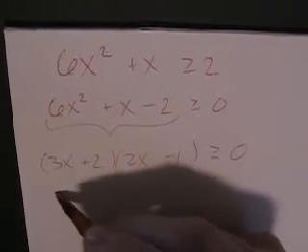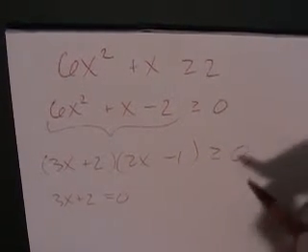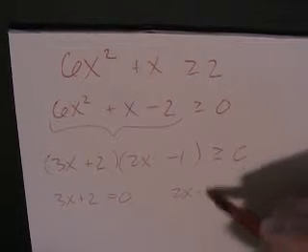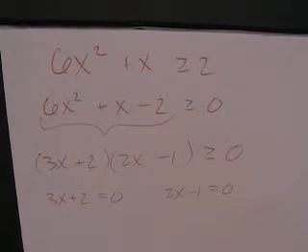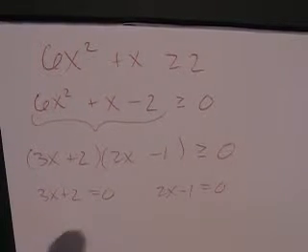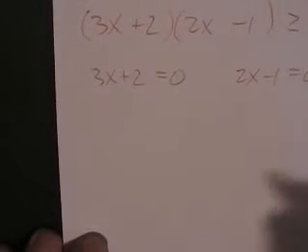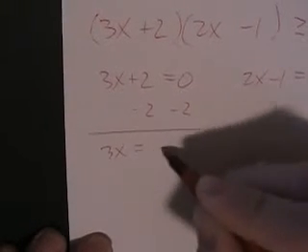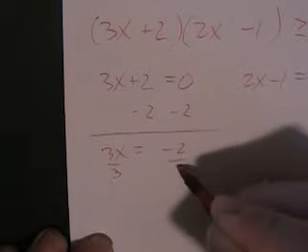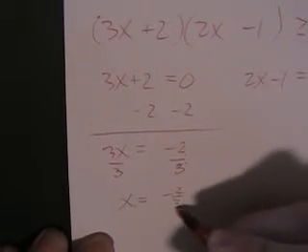So the first one would read 3x plus 2 equals 0, and then I'll write the other binomial, 2x minus 1, and I'll also set that equal to 0. So now I have two small equations. What I'll do now is solve each of these. For this one, I'll subtract 2. So 3x is equal to negative 2. And then if I divide by 3, x is equal to negative 2/3.